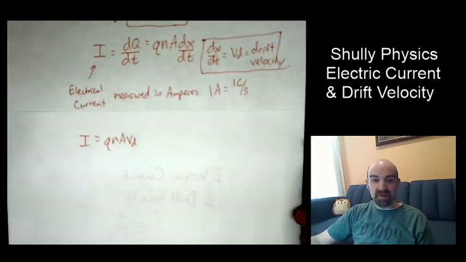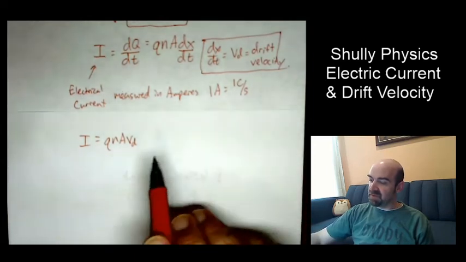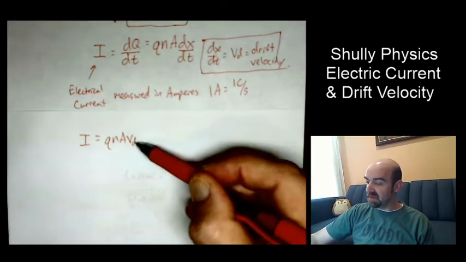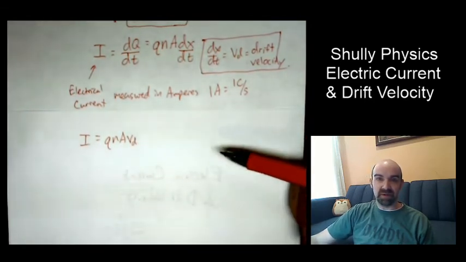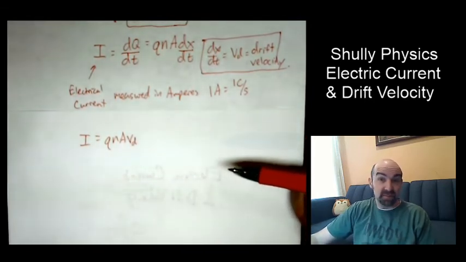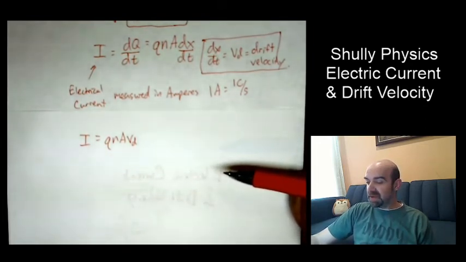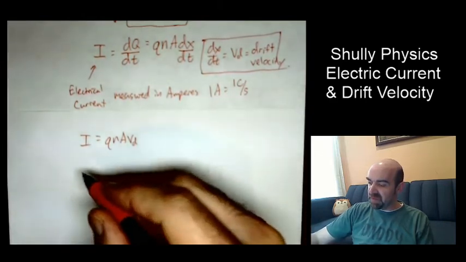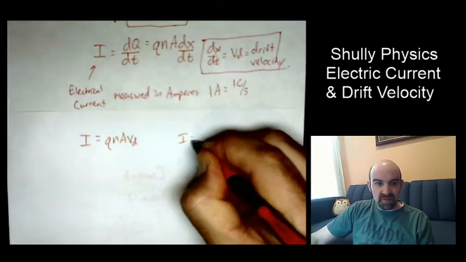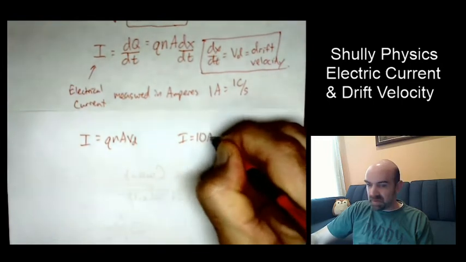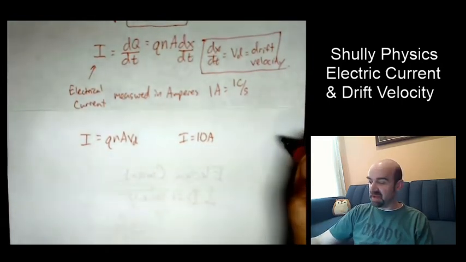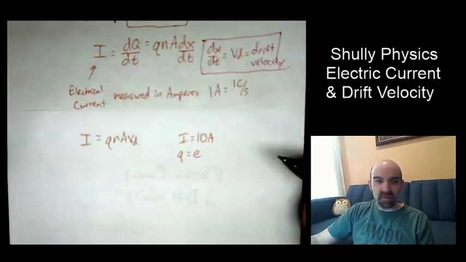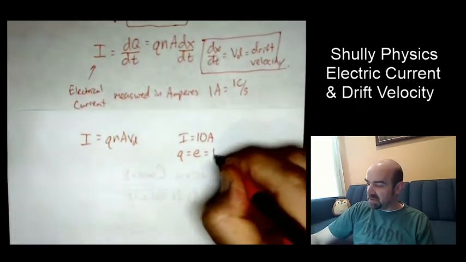So there we have it. This is a connection between electrical current, a very measurable value in electronics, and the velocity of an electron as it drifts through, or the velocity of the body of electrons as they move through. As an example, if we've got a 10 ampere current, also shortened to amps, a 10 amp current, Q is for an electron, which is the elementary charge.